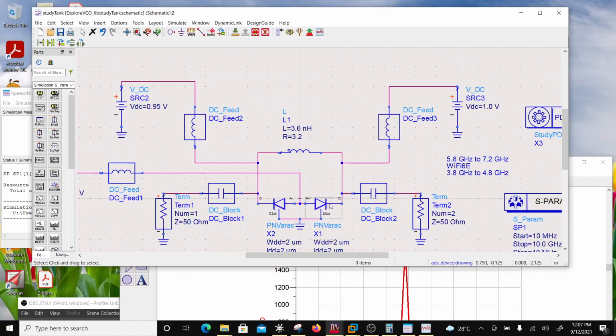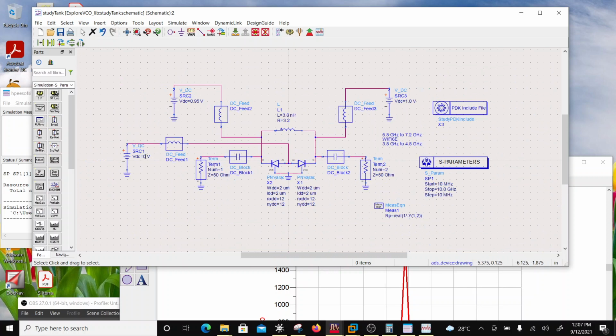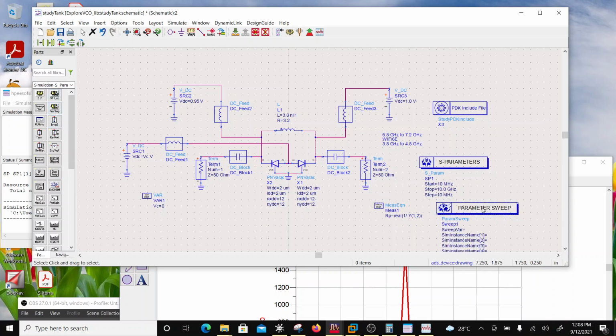So I am going to sweep this control voltage, and I'll call this VC. Okay, and I introduce a variable VC, and give it a default value of 0, right? And then I'm going to put in here a parameter sweep, and I'm going to sweep VC.